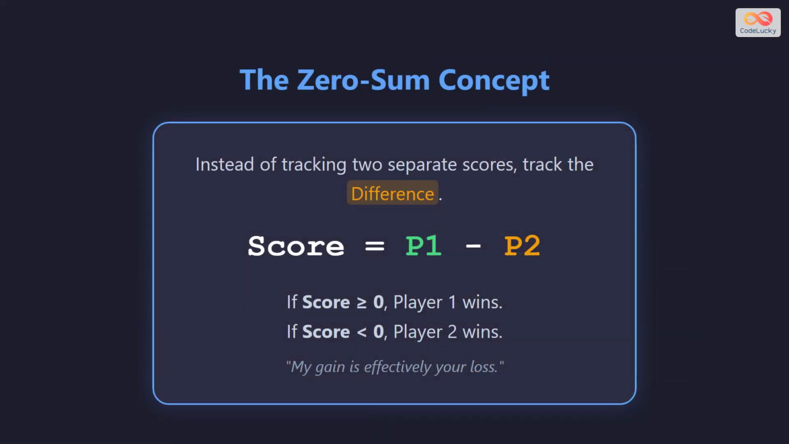To solve this, we don't need to track two separate scores. We can treat this as a zero-sum game. We track the difference, player 1's score minus player 2's score. Player 1 wants to maximize this difference. Player 2 wants to minimize this difference. If the final difference is 0 or positive, player 1 wins.